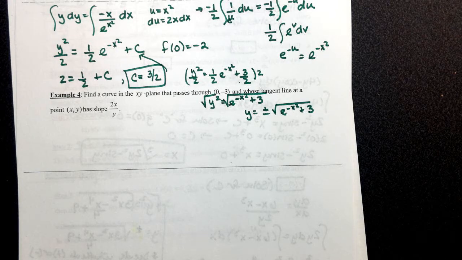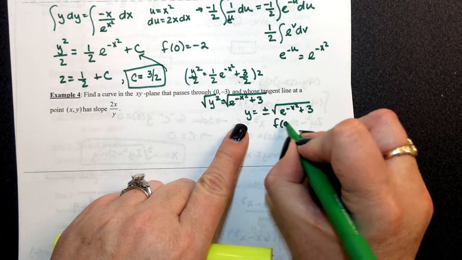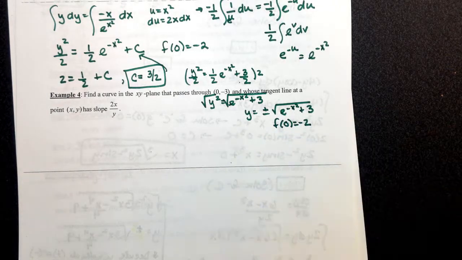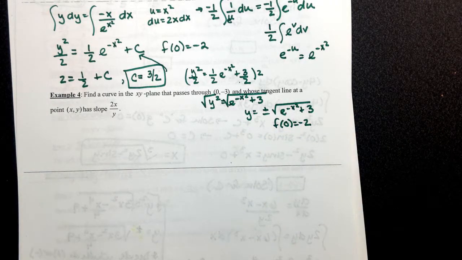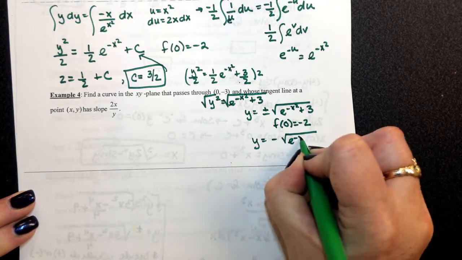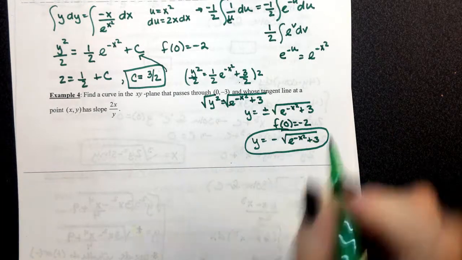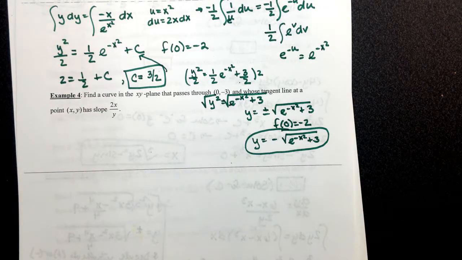Do I leave both the plus and the minus in the front? No. So the question is, which one is it going to be? Am I going to choose the positive or am I going to choose the negative? Well, look at your initial condition. Your initial condition was f of 0 is equal to negative 2. So am I going to choose the positive or negative in front of that square root? The negative. So y is equal to the negative square root of e to the negative x squared plus 3. So any questions on that particular example?